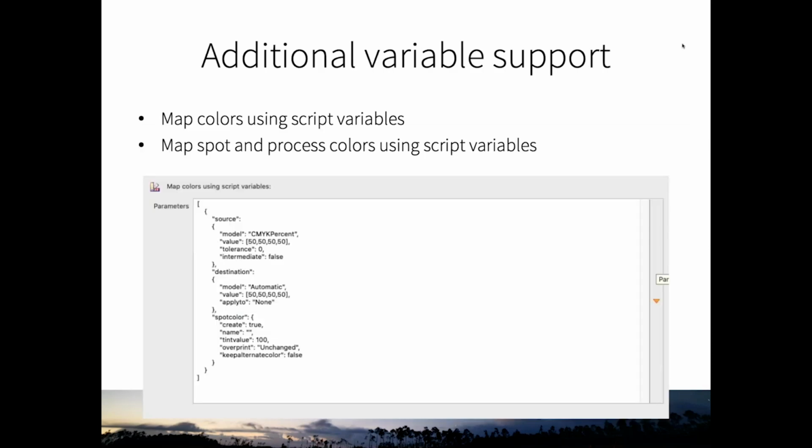Along the same lines, there are 2 other fix-ups, one called map colors and the other one map spot and process colors, where it was notoriously difficult to set them up with variables. If you wanted to map a large amount of colors to spot, or wanted to map spot colors to other spot colors, it was really difficult to do this, especially in an automated context where you don't know ahead of time how many colors you're going to have. To solve that, there are now 2 new fix-ups. They have the same name, but each time with script variables added to the end of the fix-up name.